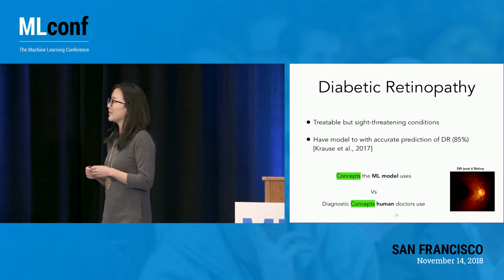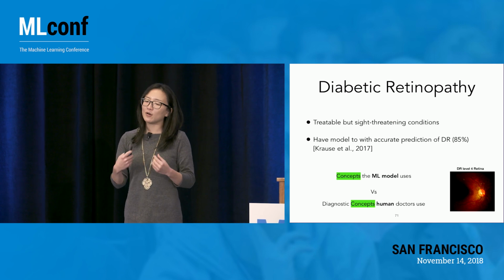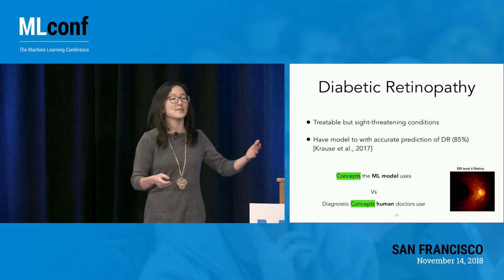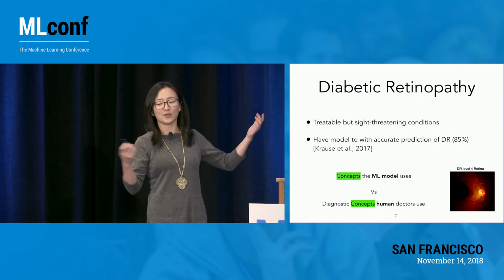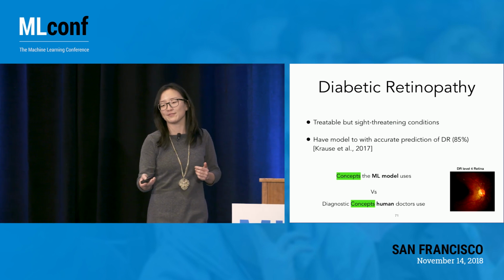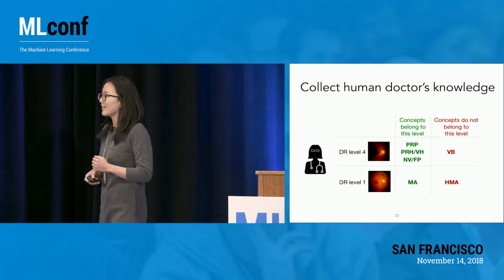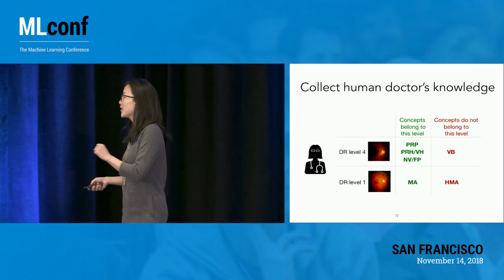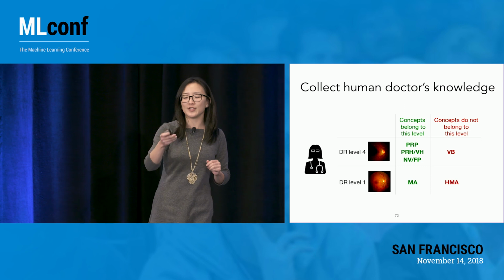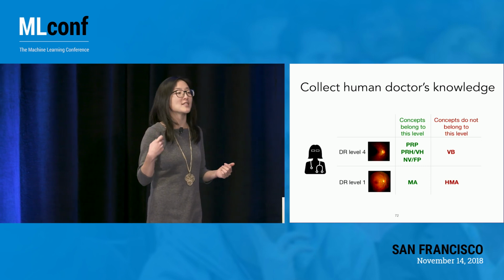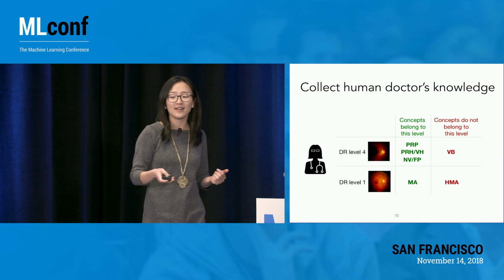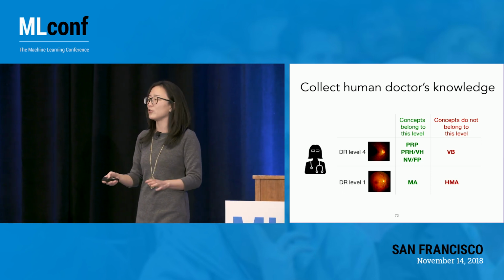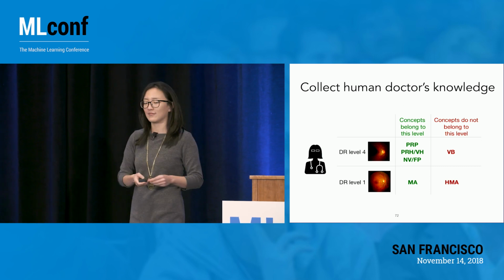Now our question is, if I were a doctor, I want to ask whether the model is using the very diagnostic concepts that I was taught to use. So we went to a doctor and asked her, what are the diagnostic concepts that you expect to see for these two levels? DR level 4 is the most serious level of diabetic retinopathy, and the other is the mild one. We also asked, what do you not expect to see?